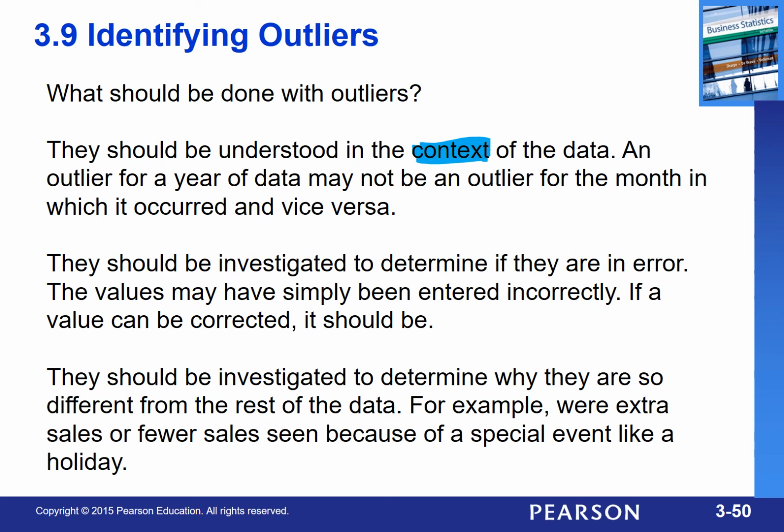So you should always investigate, be suspicious, be skeptical, and figure out: is this unusual for a good reason, or is it just a bad measurement and we need to fix it, or is it something that's just completely off the wall and doesn't really happen all that often, and should be excluded from your data, like a 1,000-year flood or something like that.